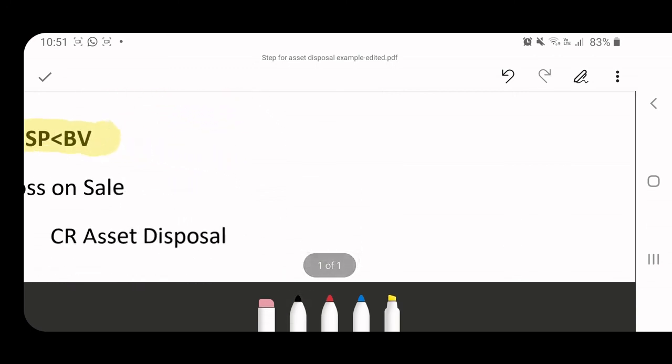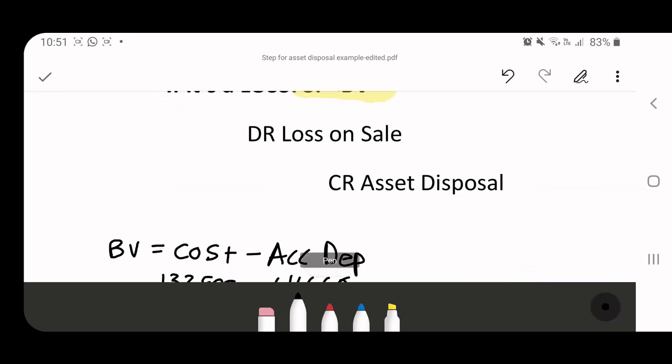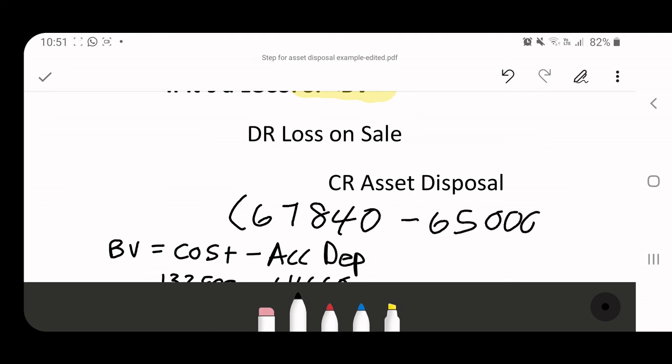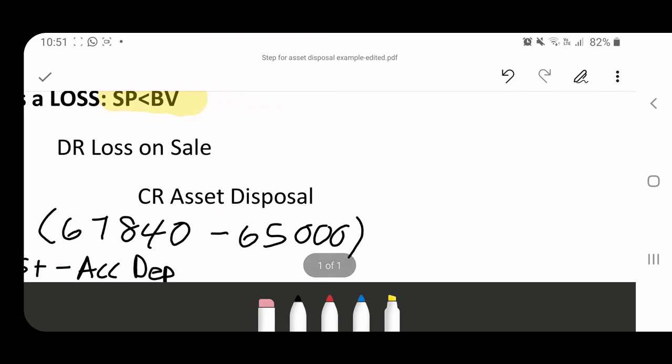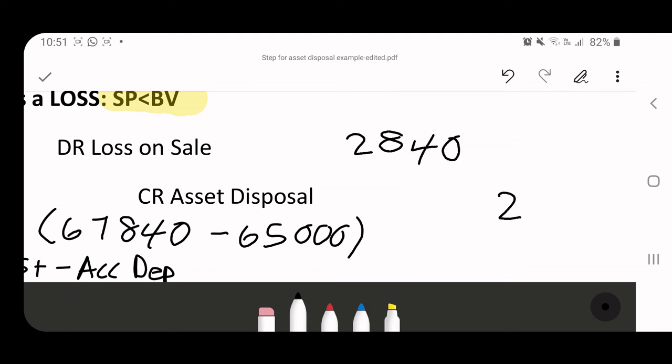So our loss on sale is going to be the difference between the book value and the selling price. It's going to be the 67,840 minus your 65,000. It's going to give you a total loss on the sale of 2,840 rand. There you have it.